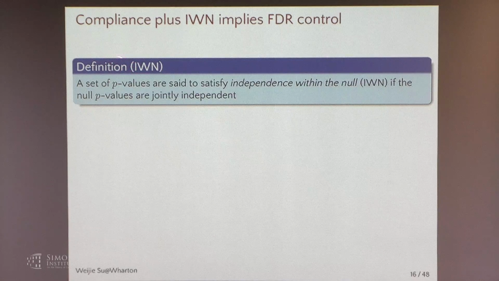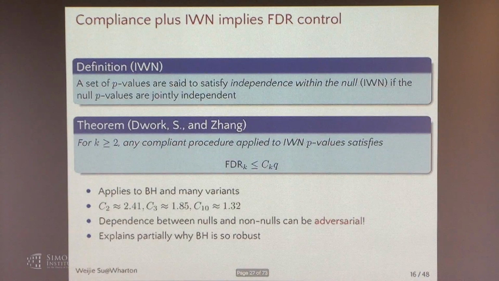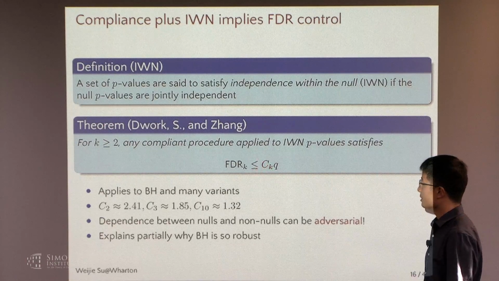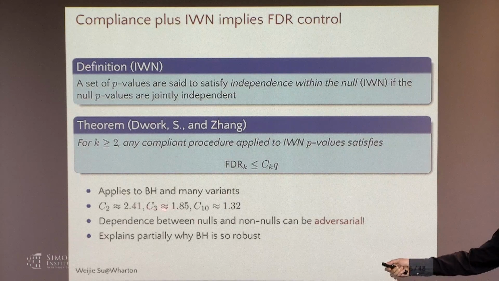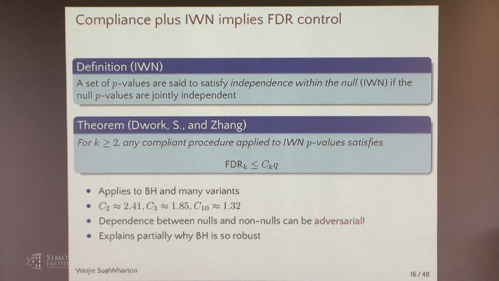Allow me to use a fancy IWN abbreviation for this property because this is so trivial in some sense. Okay, so we have a theorem. The theorem says that for K at least 2, FDR is bounded by a constant times q, the nominal level, for any compliant procedure, including BH of course, if the p-values satisfy the IWN property. It of course applies to many BH variants because the compliant condition is very natural. And the constants here, like C2, C3, C10, can be given by some formula, as I will show you later. And they will decrease if K is large, decrease to almost 1 if K is really large.